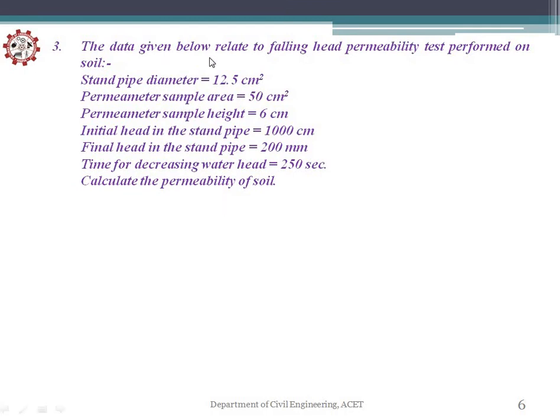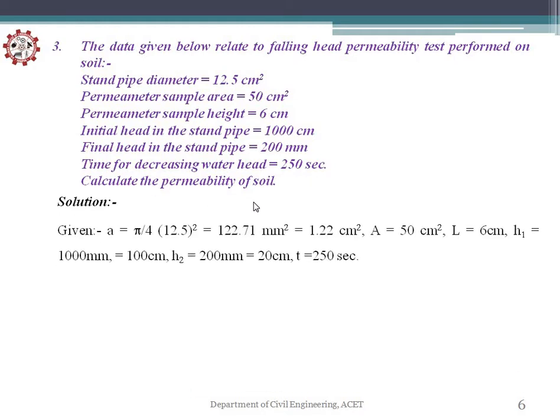Next, the data given below relate to a falling head permeability test performed on soil. Standpipe diameter 12.5 centimeter square, permeameter sample area 50 centimeter square, permeameter sample height 6 centimeter, initial height in standpipe 1000 centimeter, final head in the standpipe 200 mm. This may be mm, I think, a writing mistake. Time for decreasing water head is 50 seconds, and calculate the permeability of soil.